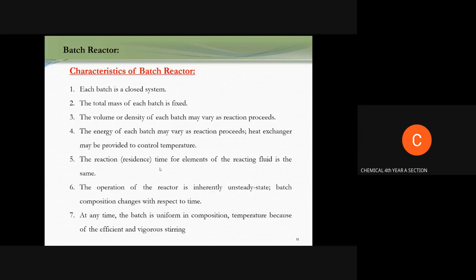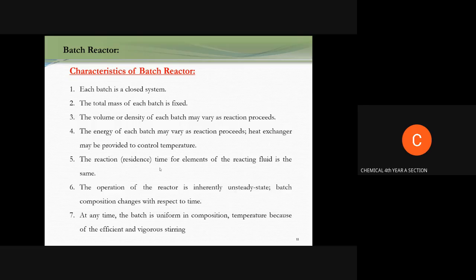The fifth point is the reaction time, or the residence time, of the elements of reacting fluid is the same. The reacting time is the same for the reacting fluid. The sixth one is the operation of the reactor is unsteady state. This one is a closed system with fixed total mass, and it is unsteady state, so batch composition changes with respect to time.